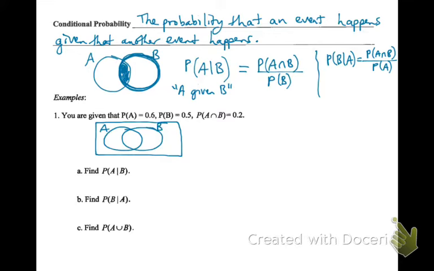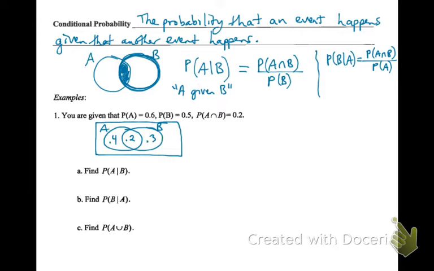Now it says the probability of A is 0.6, the probability of B is 0.5, and the probability of their intersection is 0.2. So again, fill out their intersection first. So 0.2 goes in the middle, and that'll help you fill out the rest of the Venn diagram. So if A is 0.6, that means you have to have 0.4 remaining in the rest of A. And if B is 0.5, then you must have 0.3 remaining in B.